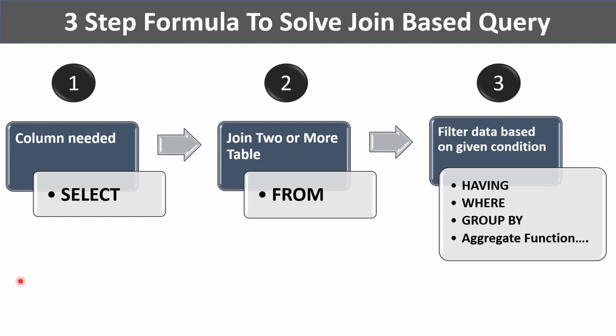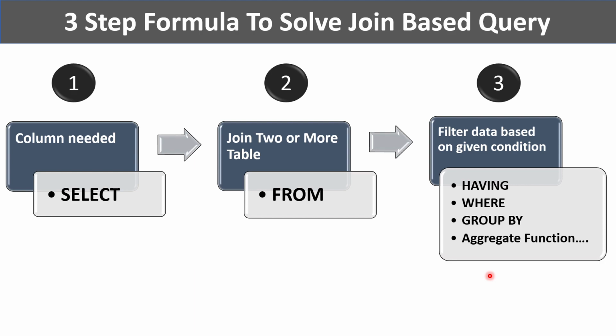So in the first step, we will write the column names that we need to fetch with the help of the select statement. And then in the second step, we will write the SQL for joining 2 or more tables using the from clause. And in the last step, we will write the condition using where clause, having clause, group by, order by and so on, so that we can filter the data according to our given condition. Now let's apply this 3-step formula on our question.